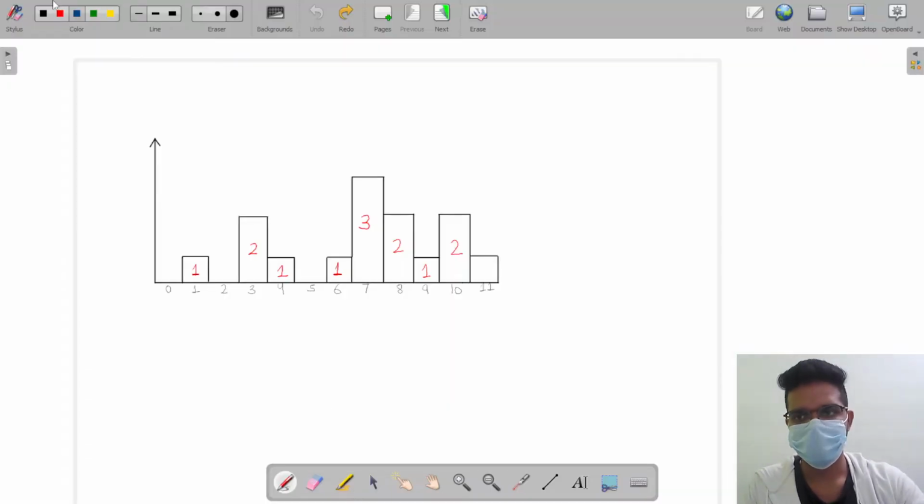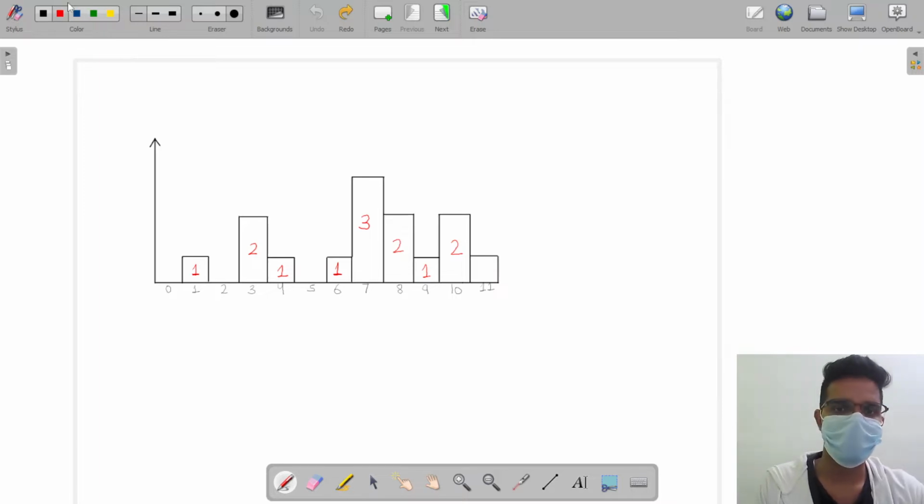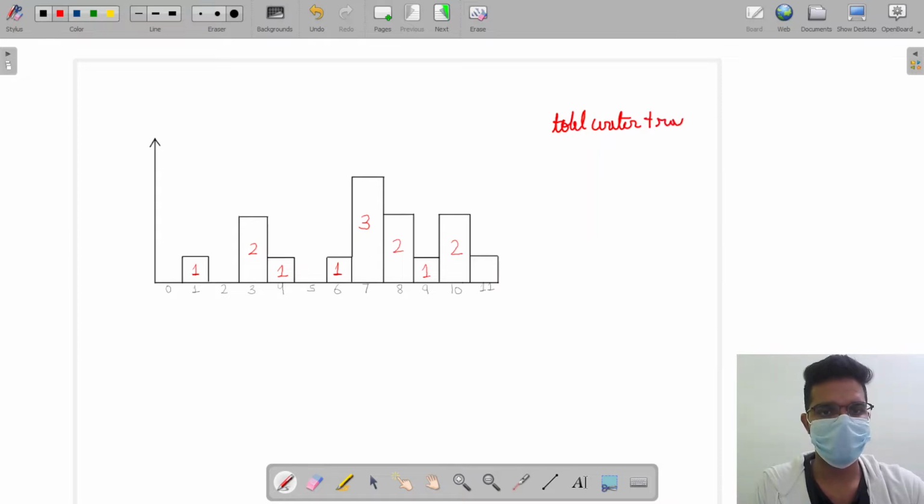Okay, so this is our input array, right? Here in the zeroth index, nothing is present, so that means it's zero value. And here it is one value, again nothing is present, so zero value. So what we are required to compute is the total water trapped. That's our task.